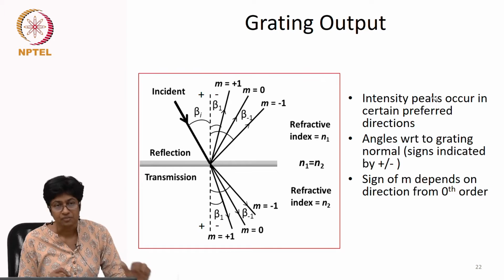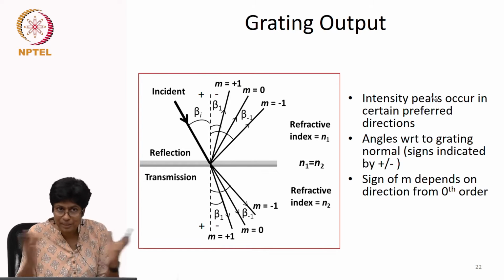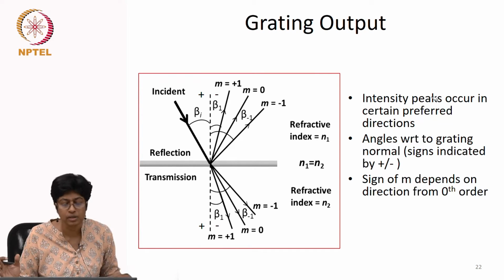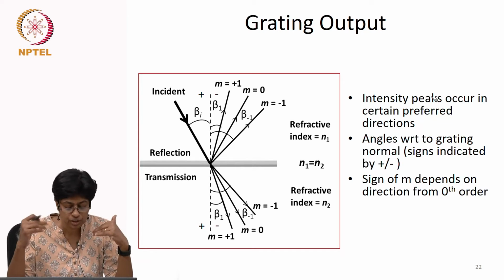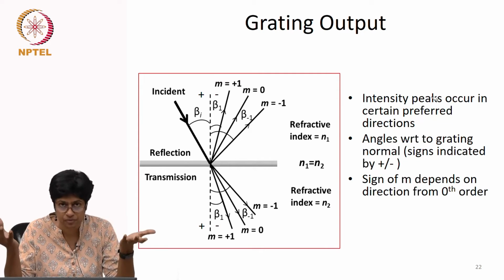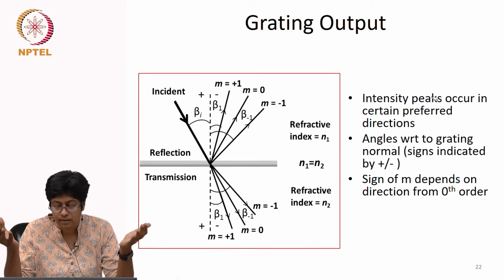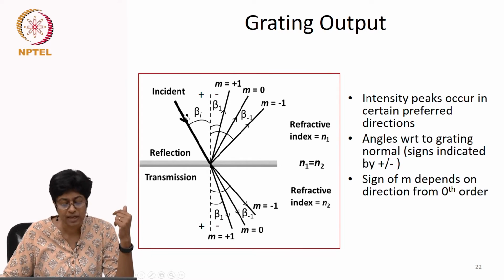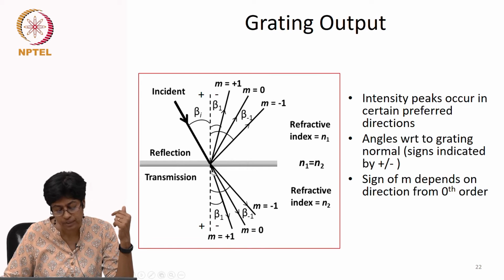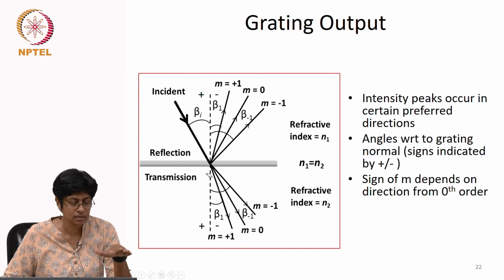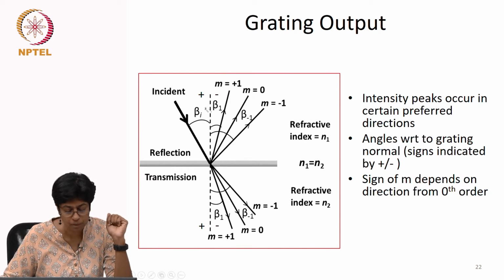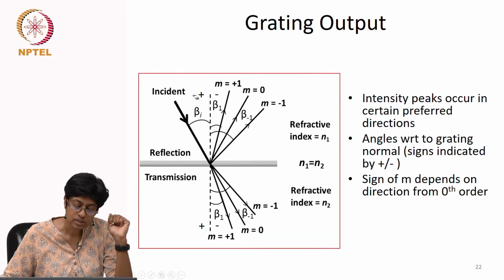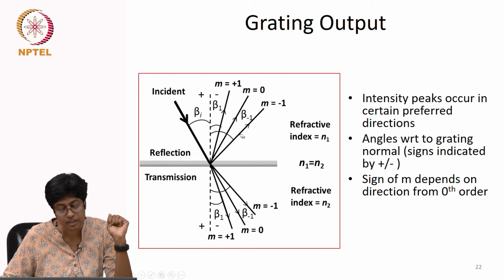So if I take a grating, it splits up light into a number of orders. Those orders could be reflection or transmission depending on the type of grating you're using. And the convention is, if you have light incident on your grating like this, all angles are measured with respect to the normal to the grating. So it's positive if it goes in this direction, and the angles are negative if they go in this direction.